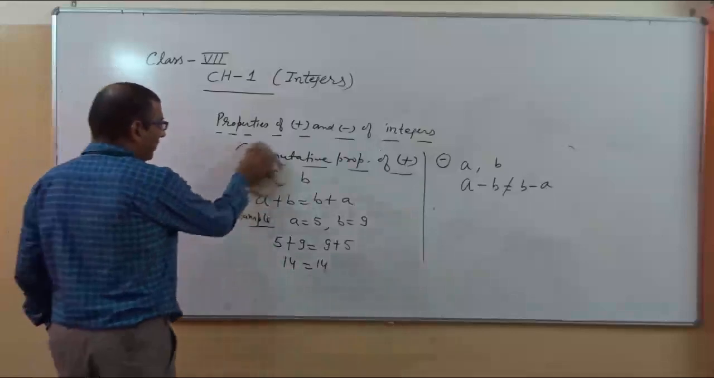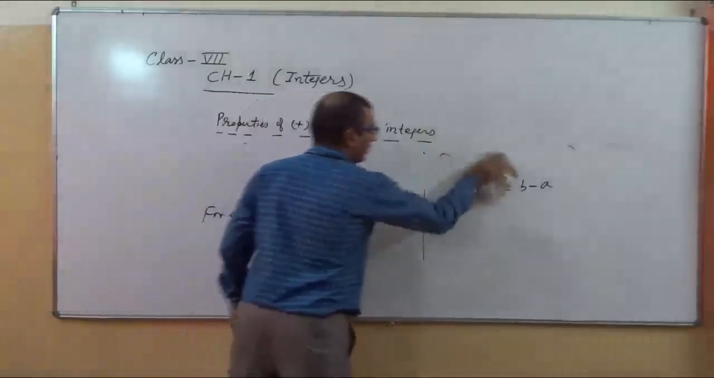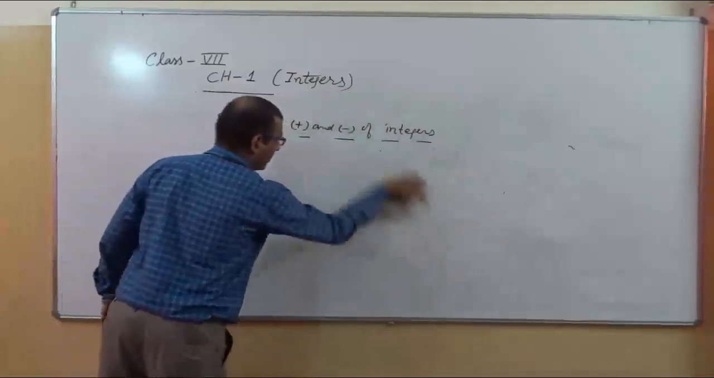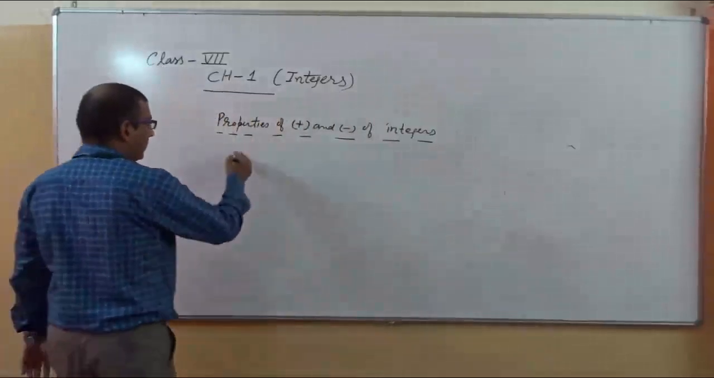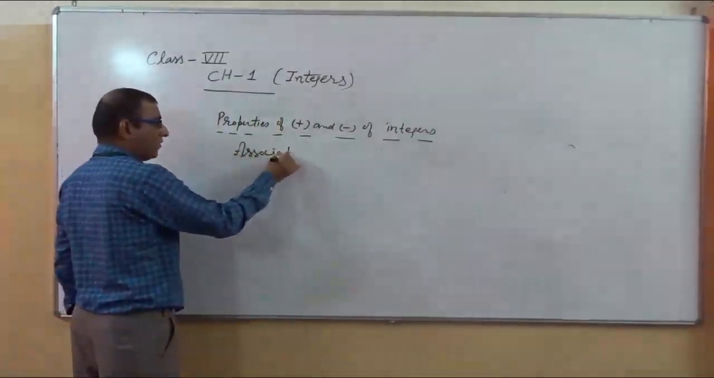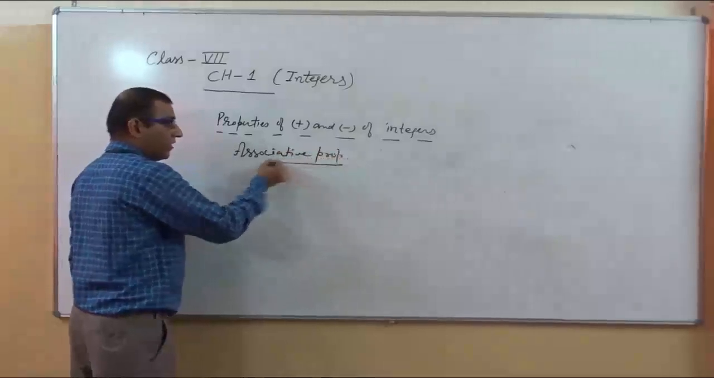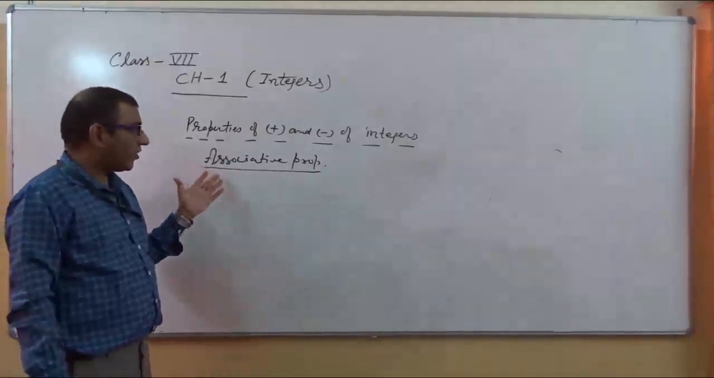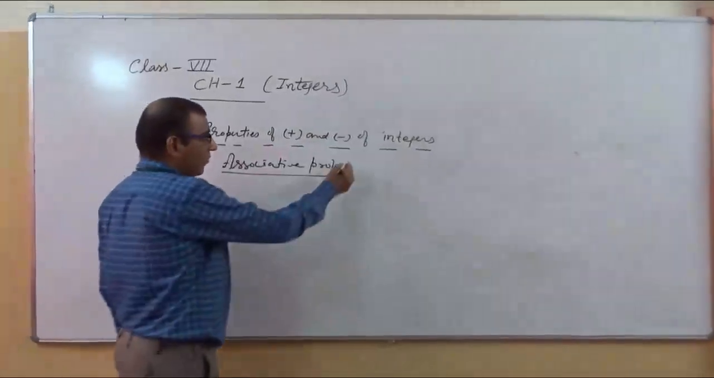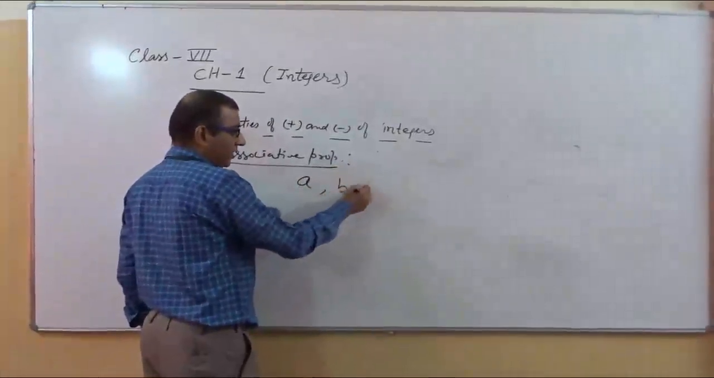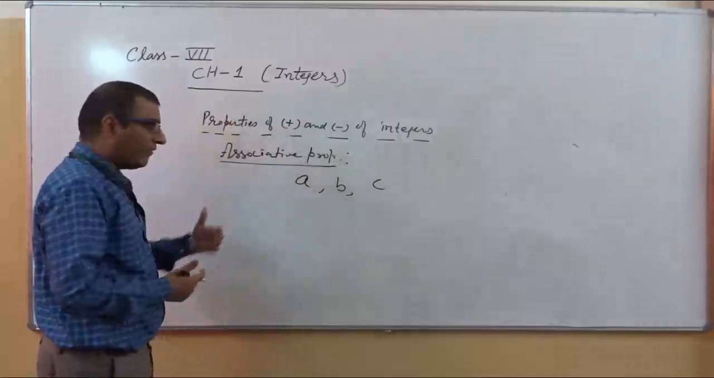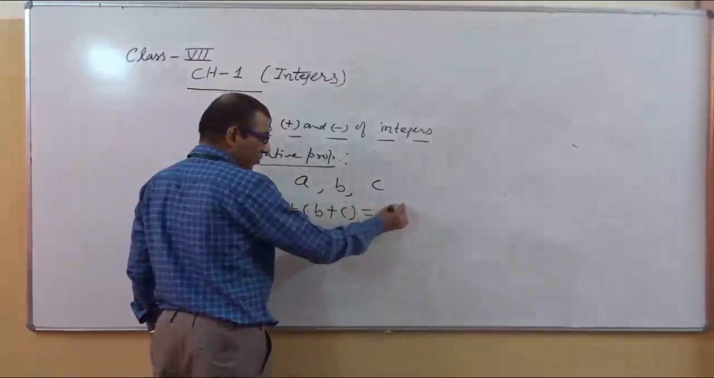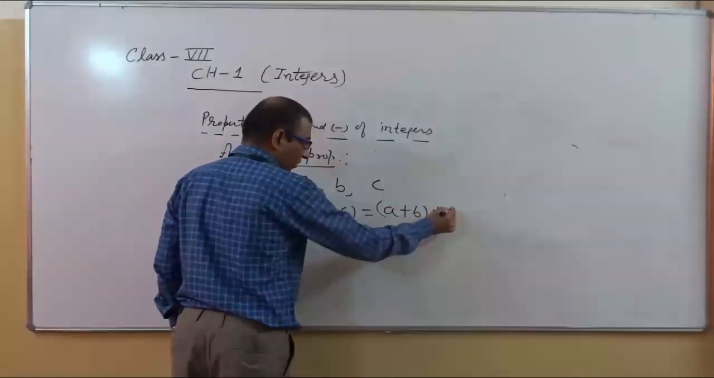Now I am continuing with the next property, and the next property is the associative property for addition. Under this property, if we are taking three integers a, b and c, then how can we write it? (a plus b) plus c, in brackets, and this is equal to a plus (b plus c).